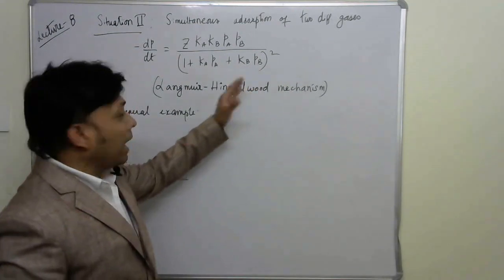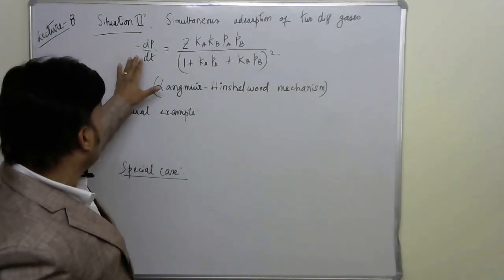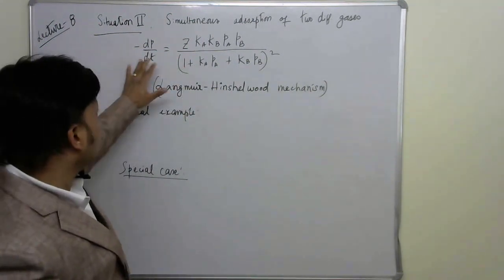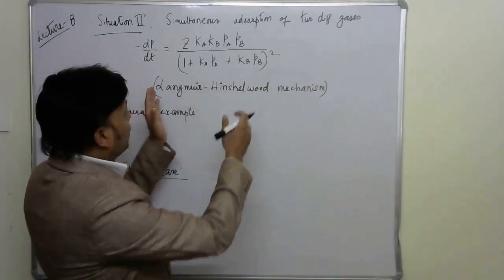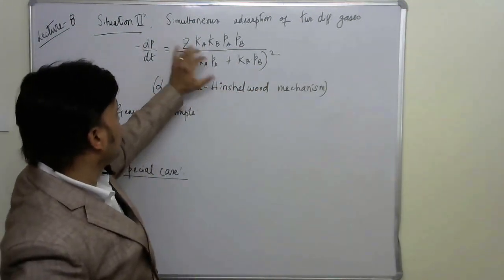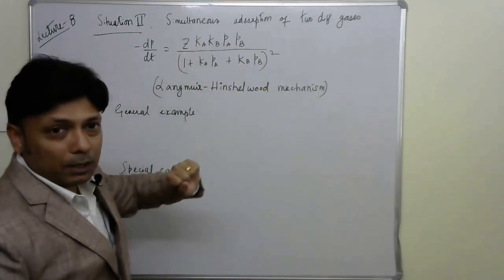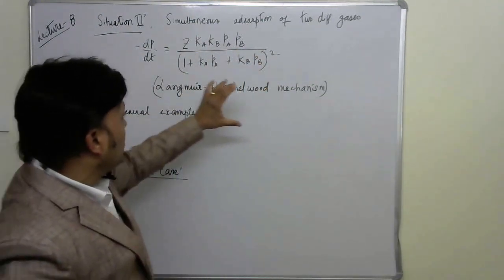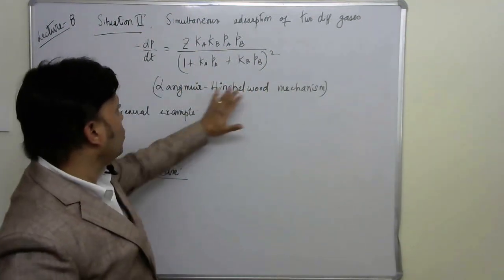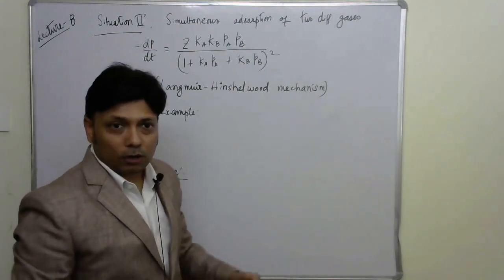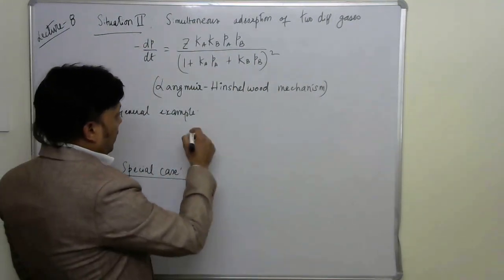So if we put the values of theta A and theta B in the previous case, we get the rate of the reaction, minus dP/dt, equal to something like this. We have a squared term in the denominator, and in the numerator we have the rate constant multiplied by the equilibrium constants multiplied by Pa and Pb. This mechanism is known as the Langmuir-Hinshelwood mechanism, and this rate equation is called the Langmuir-Hinshelwood rate equation. So that is one of the general examples we can talk about.